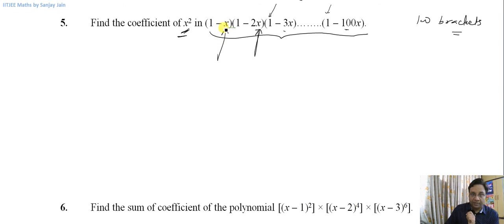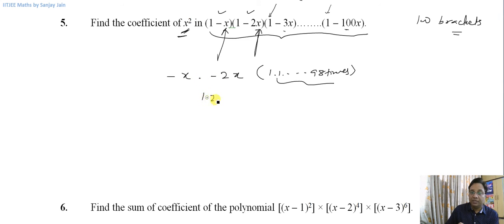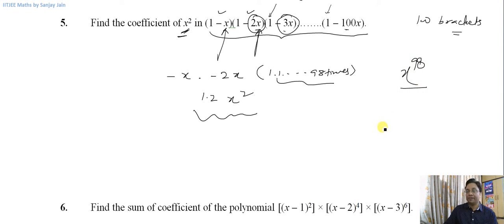So that means, let us take the example of the first two brackets. If I take x into 2x from the first two brackets and 1 from the 98 brackets, 1 into 1 into 1, 98 times. So anyways, this is going to be 1, and the coefficient of x square will be 1 into 2x square, right? Similarly, you can see x square will be created when this and this get multiplied, and 1 into 1 into 1, 98 times. So now I think you have got the idea. This is nothing different from the question where we calculated x raised to power 98's coefficient, right?